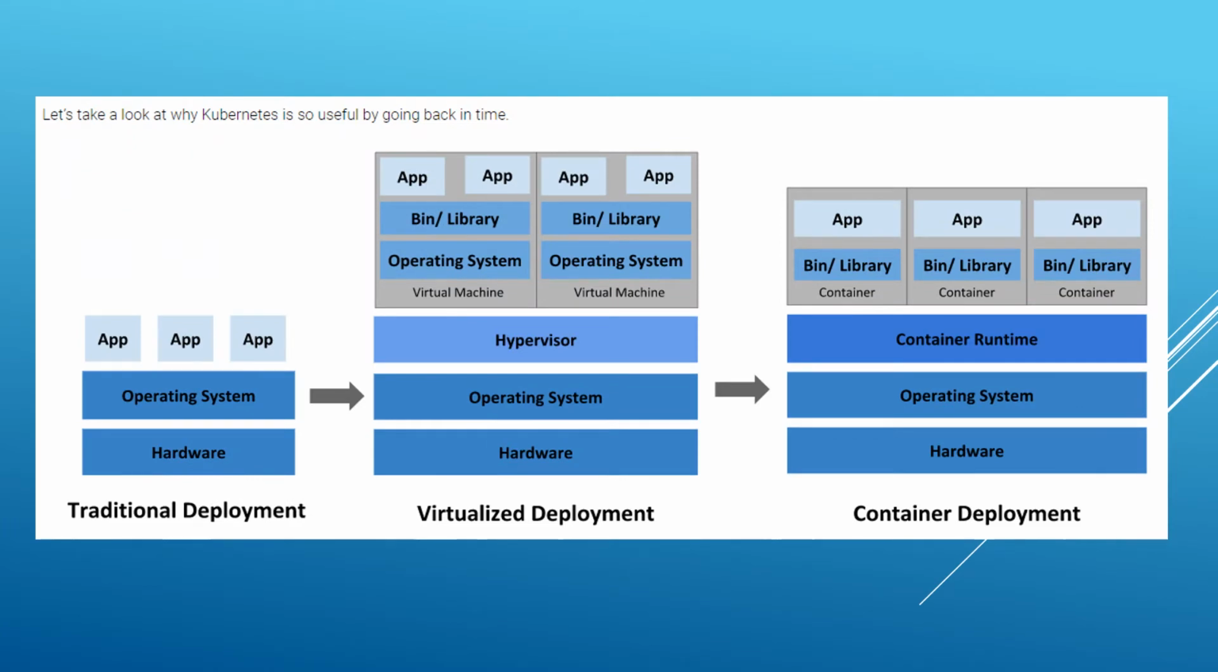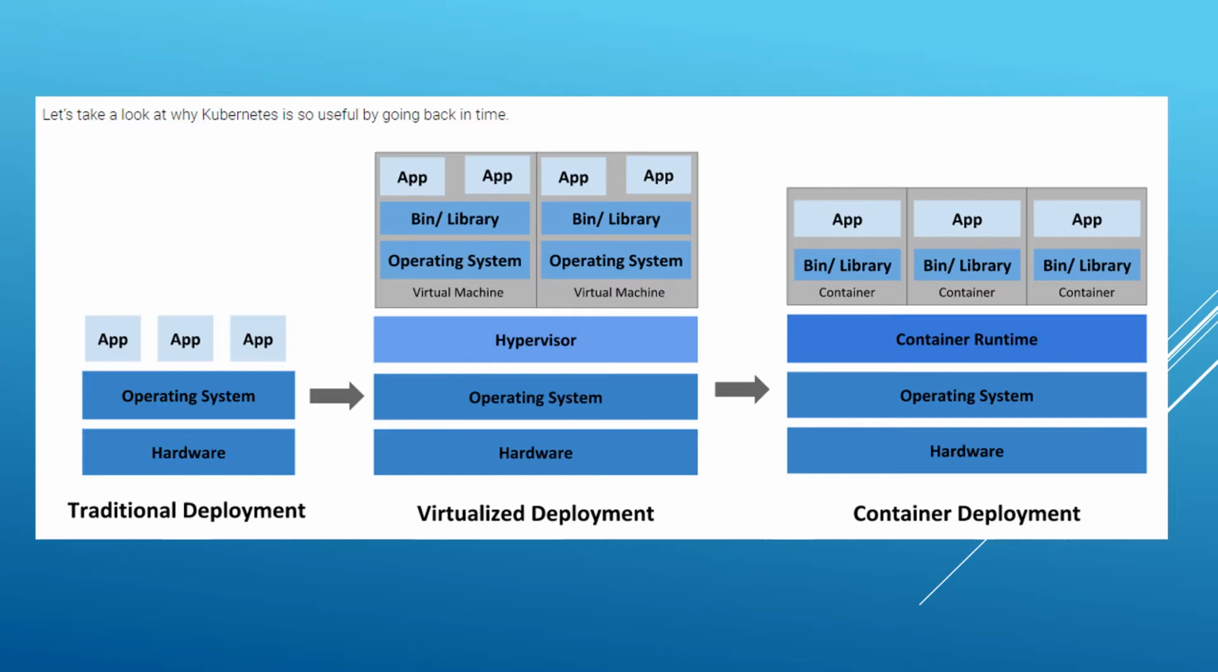Okay, let's take a look at why Kubernetes is so useful by going back in time. If you see the traditional deployment, we have hardware. On top of hardware, we are installing an OS. On top of the OS, we are installing our required applications. And then we are moving to the virtualized deployment. The virtualized deployment is pretty much the same, but on top of the OS we are installing software called a hypervisor. That gives the capability to install a customized OS. This OS could be any OS. It could be CentOS, it could be Unix flavors, whatever it is.